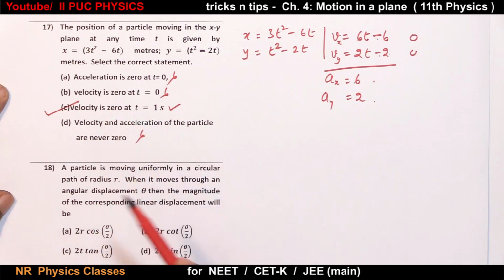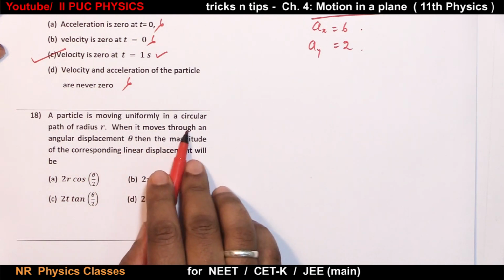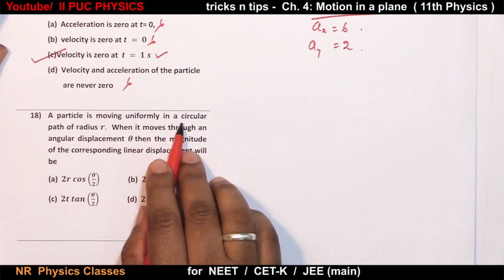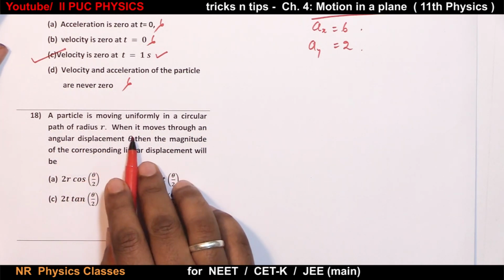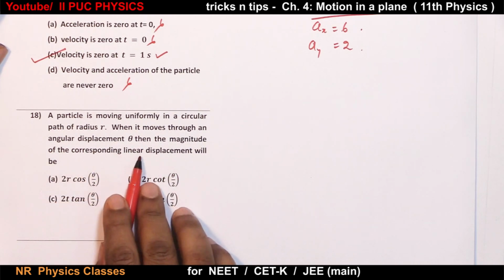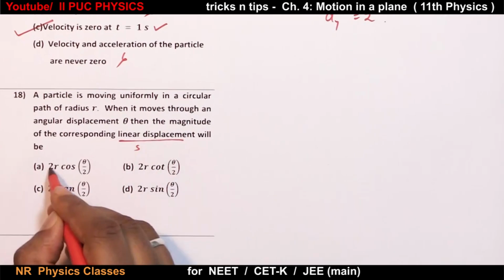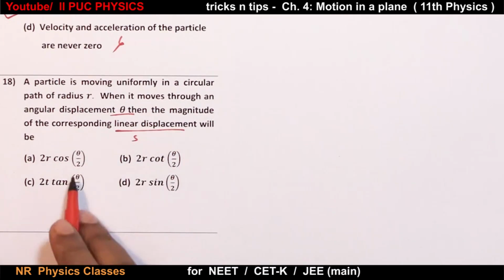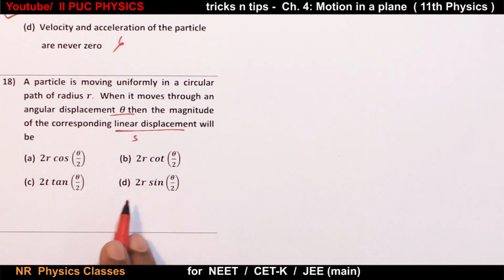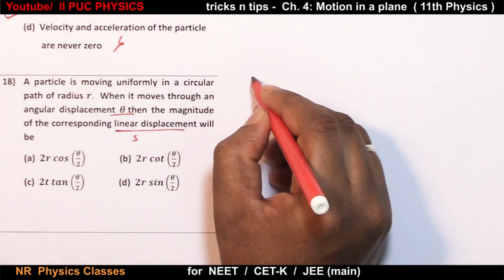Okay. A particle is moving uniformly in a circular path of radius r. When it moves through an angular displacement theta, then the magnitude of the corresponding linear displacement will be? So linear displacement, yes, angular displacement theta. If options are like this, discrete and with different functions, it is appropriate and easy to use the induction method. Okay. Let this be a circular path.